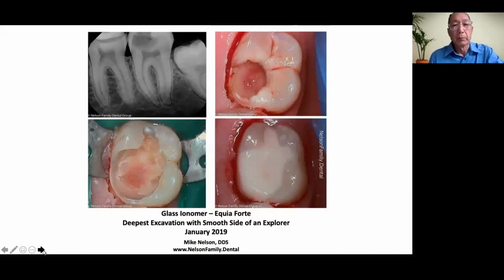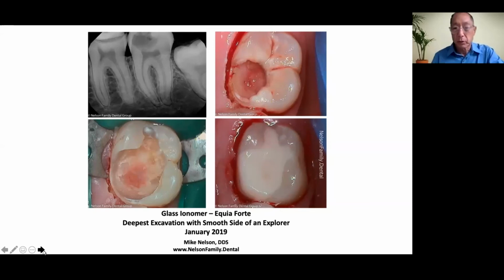I want to show one more thing. If you run out of enamel, let's say you're on the root, only go 1 millimeter into the dentin on the axial wall to prevent from hitting the pulp. This is a slide from Mike Nelson. He's a master at doing these large lesions.